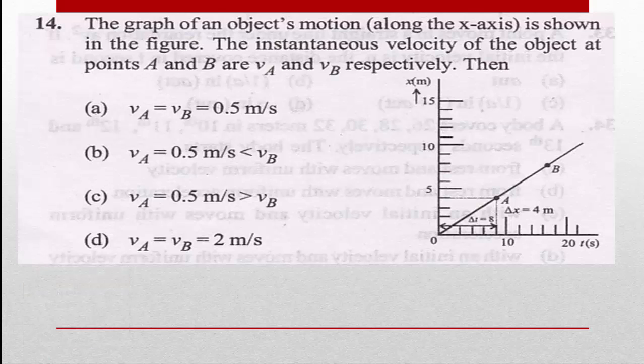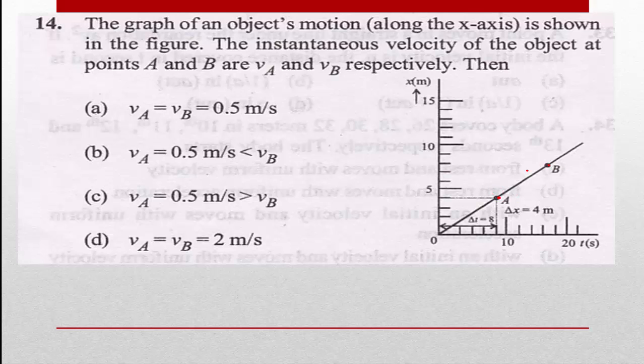The graph of an object's motion along the positive x-axis is given in this figure. Instantaneous velocity means the velocity of the body at a particular instant of time. The instantaneous velocity of the object at the points A and B.